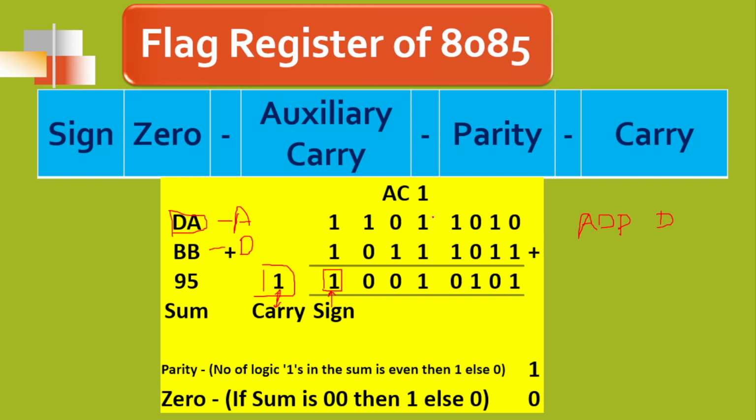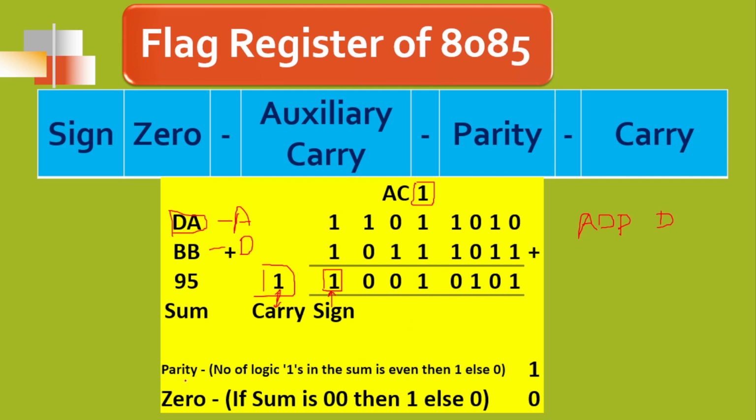Then we have auxiliary carry. Auxiliary carry means the carry occurred from the lower nibble to the higher nibble. Nibble means 4 bits, the lower 4 bits to the higher 4 bits. If a carry occurred, either 0 or 1, that is called auxiliary carry. This will be used when performing decimal arithmetic.